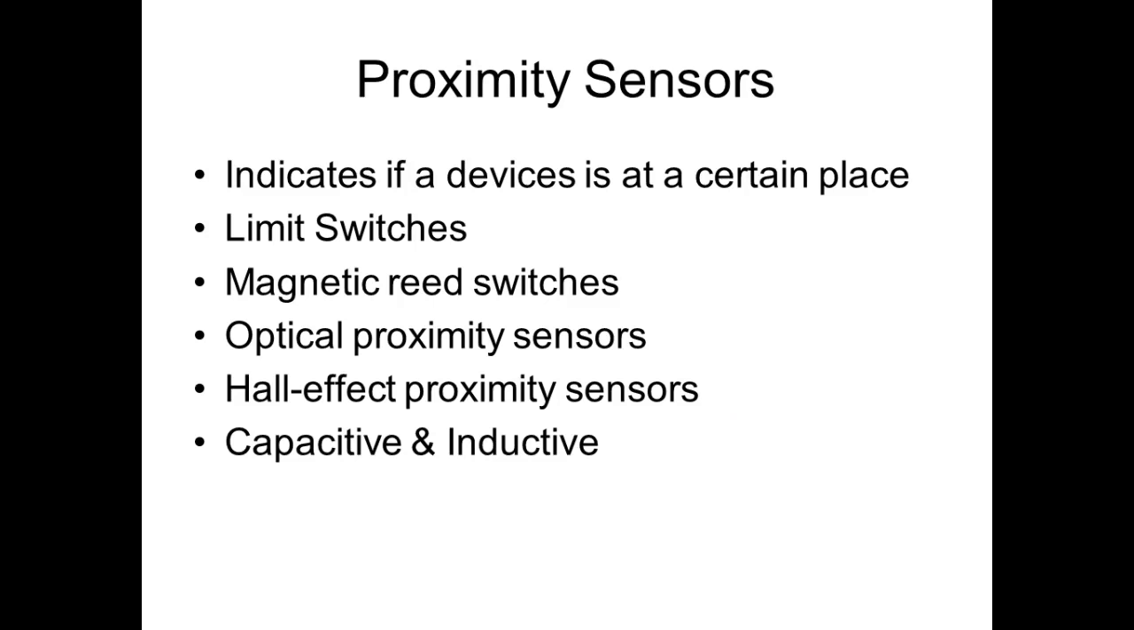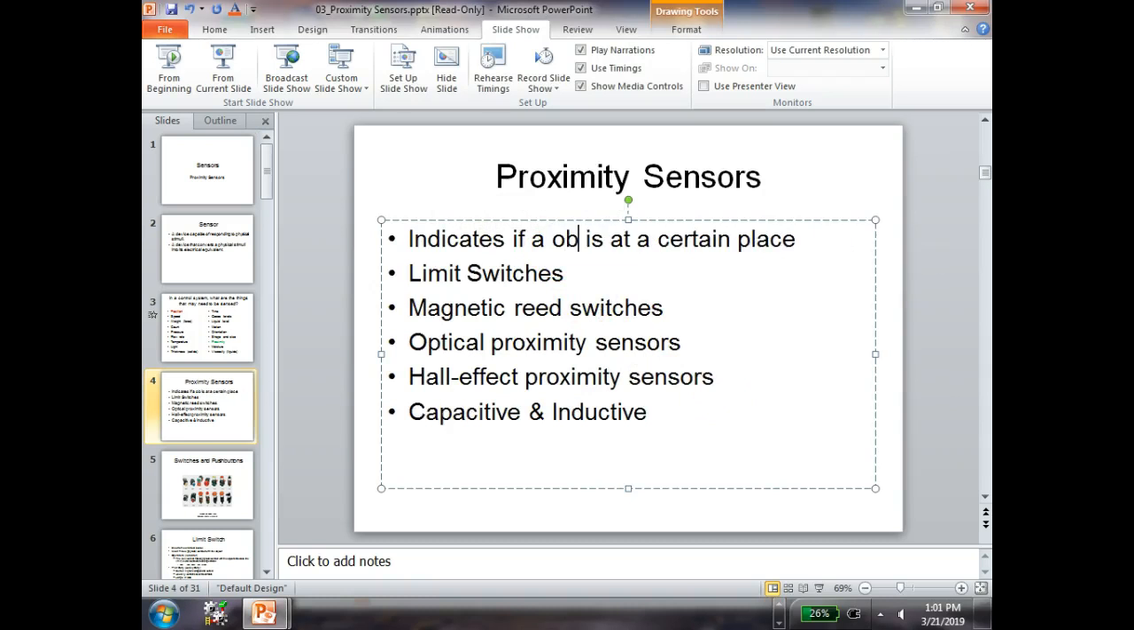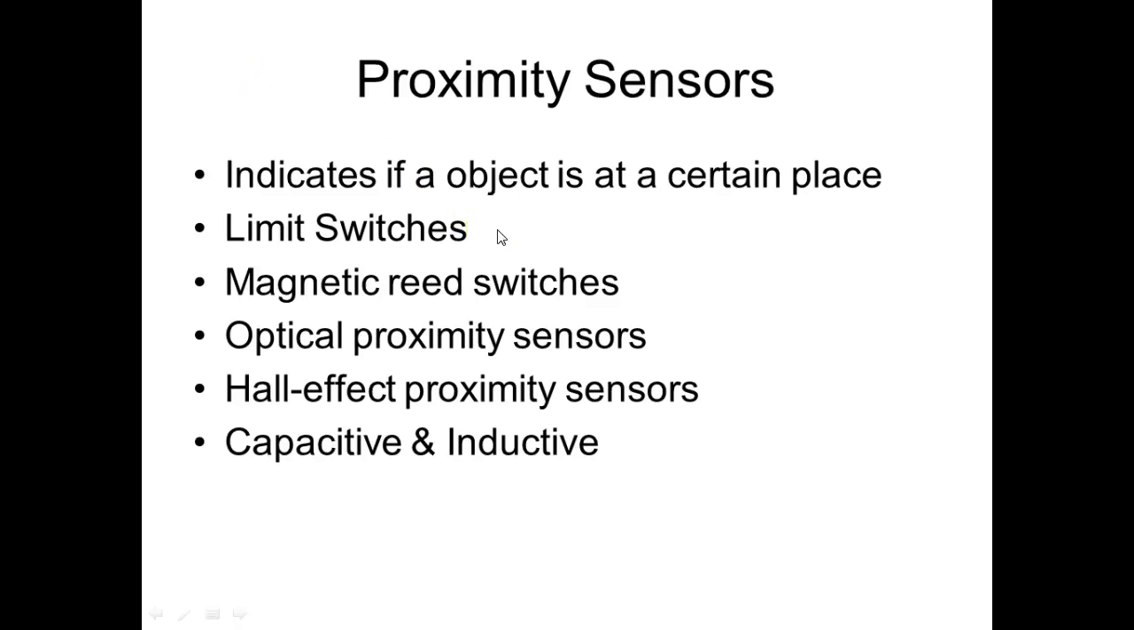Proximity sensors indicate if a device or an object is at a certain place. I need to change that from device to object. We'll do that right now. Limit switches, magnetic reed switches, optical proximity switches, Hall effect sensors, passive and inductive sensors. These are the proximity switch sensors that we're going to look at. Now the first guy that came out was a limit switch, and that was technically what was used at the time to see if a machine had reached its limits.